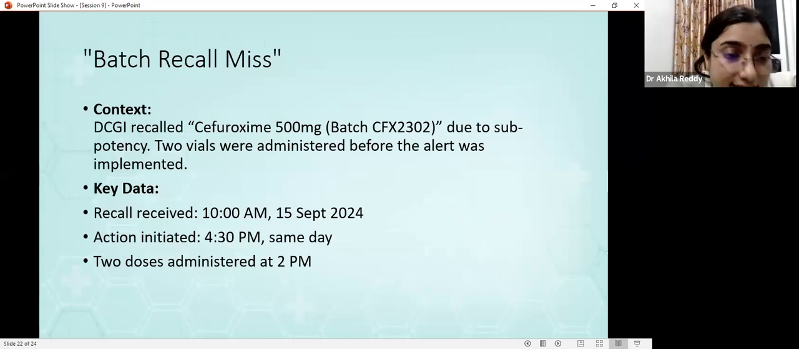This is something quite interesting. If you observe, the latest guidelines have recalled this antibiotic, cefuroxime batch, due to subpotency. But at what time was the drug recall received? On 15 September, 10 a.m. But the action was initiated at 4:30 p.m. the same day. The 2 p.m. doses got administered. See, can you see these times?